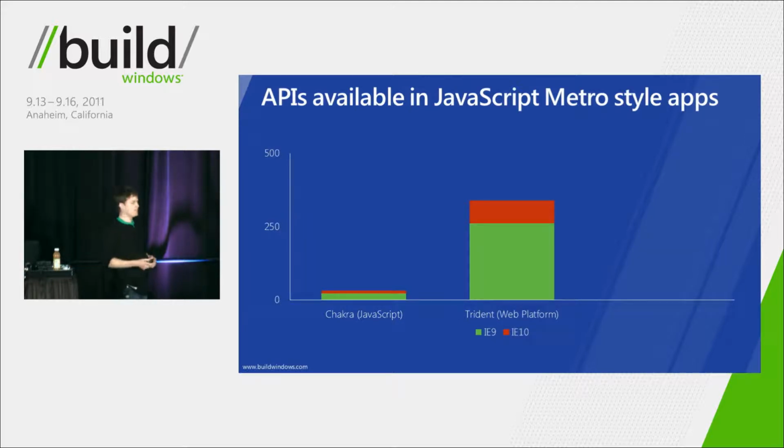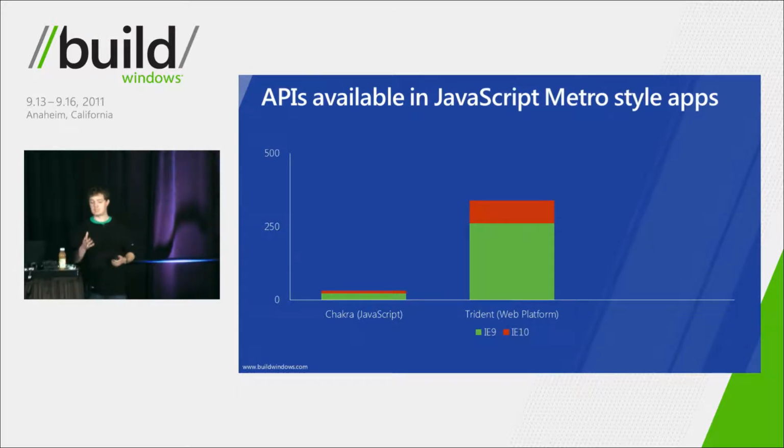In IE10, we're adding a ton of new APIs on top of that, about 30% new APIs being added to the platform. And if you think about that by itself, it is an enormous growth in the capabilities of the platform in terms of what we can do. And there are sessions here that will go into more detail about all of these new APIs that are being added. But to give you a sense, there's a lot of new stuff.